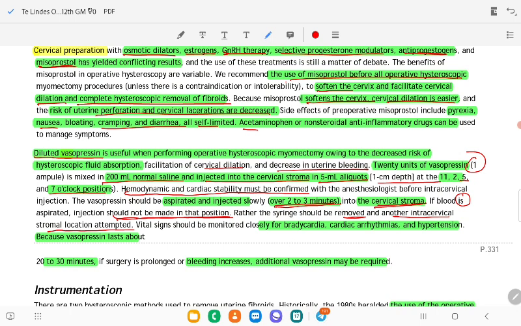What signs should you look for during the vasopressin injection? Bradycardia, cardiac arrhythmia, hypertension, and sudden collapse. The effect of vasopressin lasts about 20 to 30 minutes, so you have to monitor these things: bradycardia, arrhythmia, hypertension. If surgery is prolonged and bleeding increases, additional vasopressin may be required.